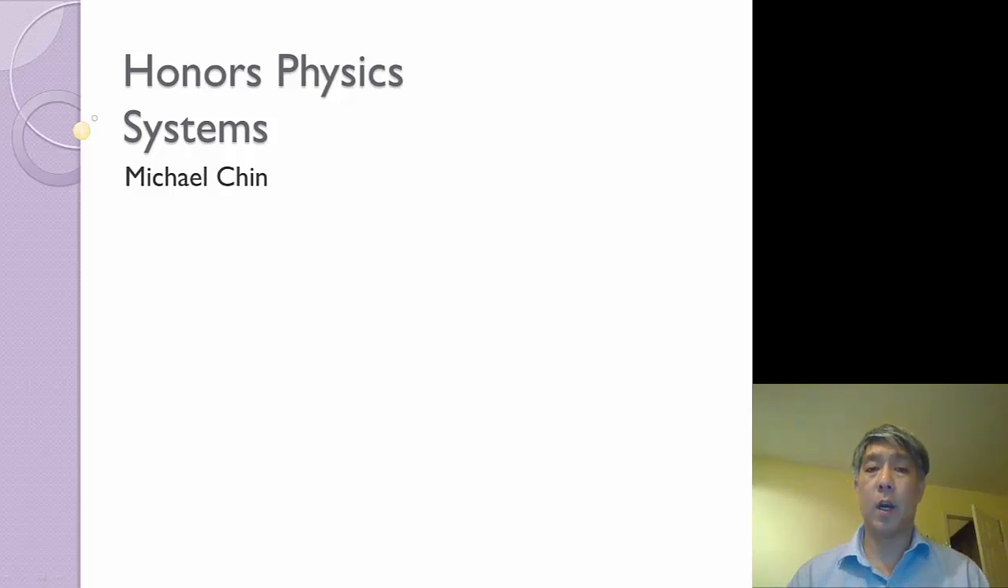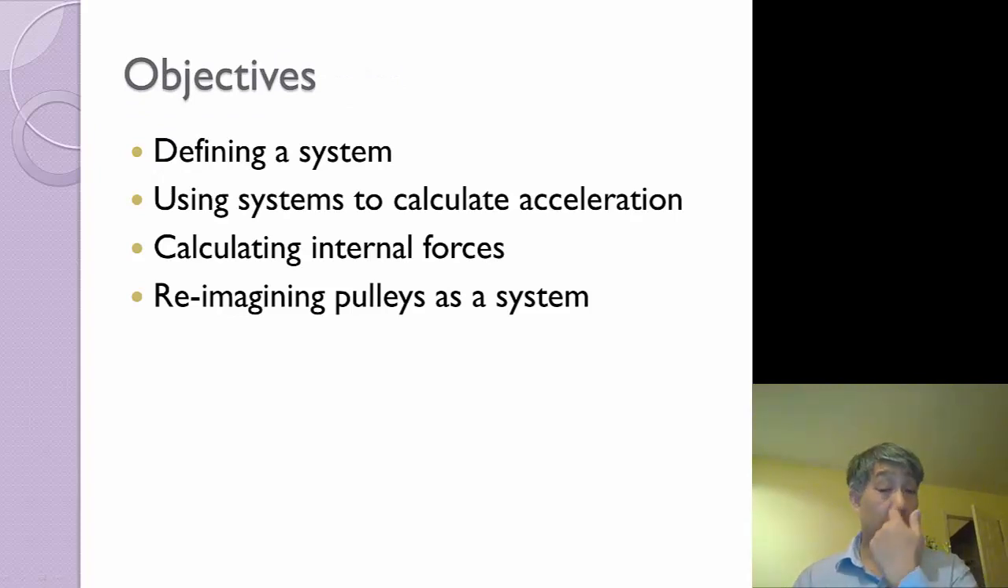This lesson is going to be on systems and how we use systems to determine the various forces within the system. So today's objectives: we're going to define what a system is, how we use this system to calculate acceleration, and how that helps us calculate internal forces. At the end of this lecture, we're going to take a brief look at pulleys and how pulleys are a variation on the system.